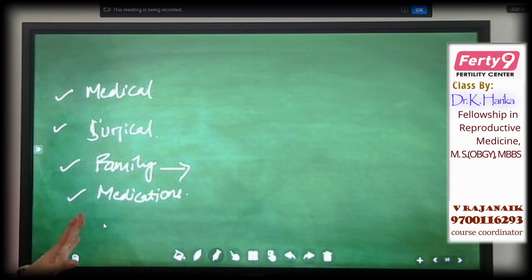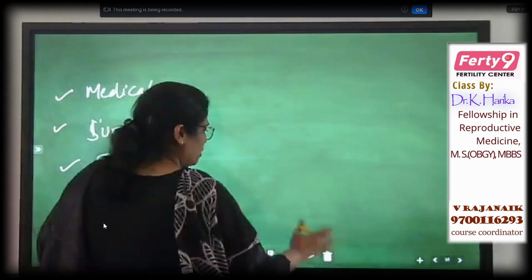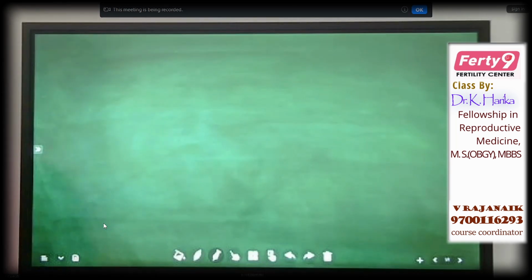Everything is clear until now, doctors? Whenever the male comes to your clinic, first you should maintain privacy when you take the history. Take everything: age, occupation, habits like substance abuse, medical, surgical, past history, and occupational and family history, and also the main thing, sexual history and fertility history, you have to take.